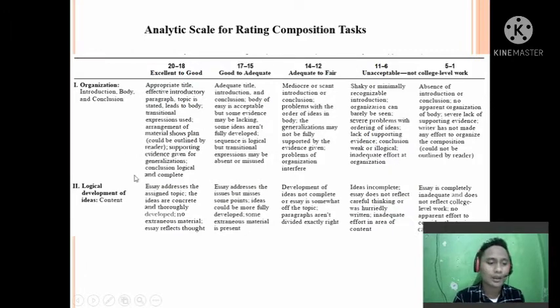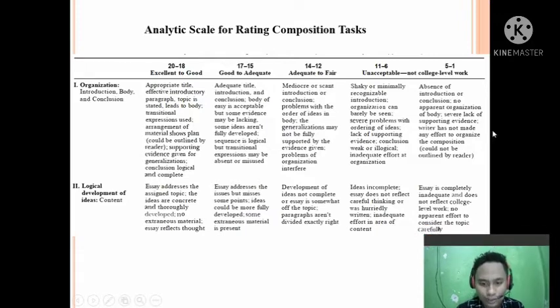Okay, the next one, when we analyze the skill of the flow of ideas, or content: the student writes an essay that addresses the topic, the ideas are concrete and thoroughly developed, there is no extraneous material, and the essay reflects thought. They will get a high score, or actually good. If they write an essay that is completely inadequate and doesn't reflect college level work, they will get a low score. Okay, do you get it?